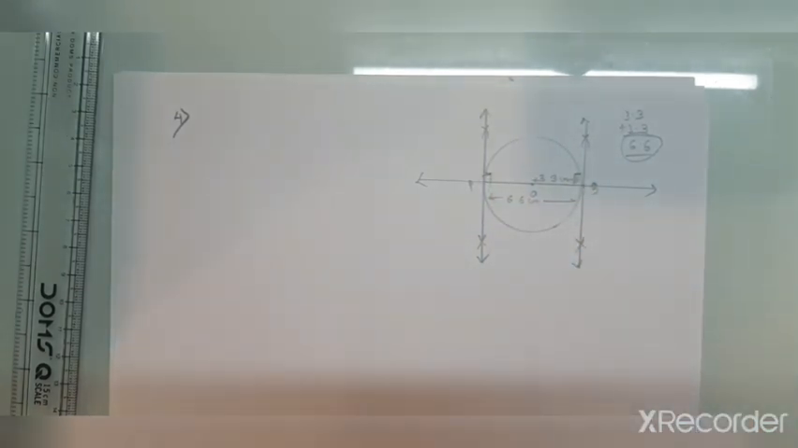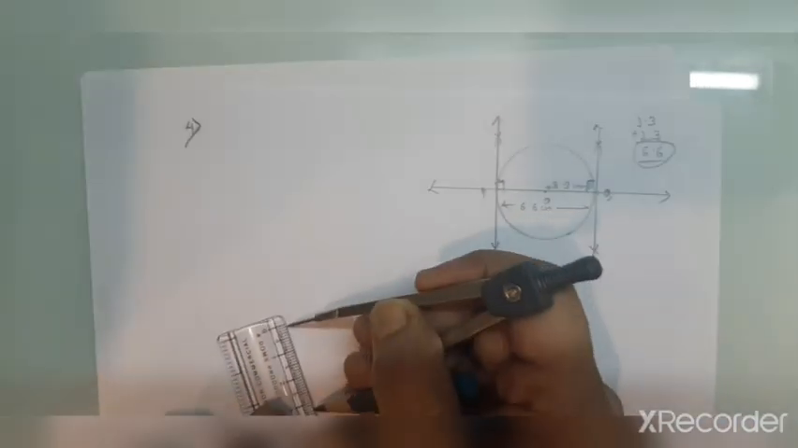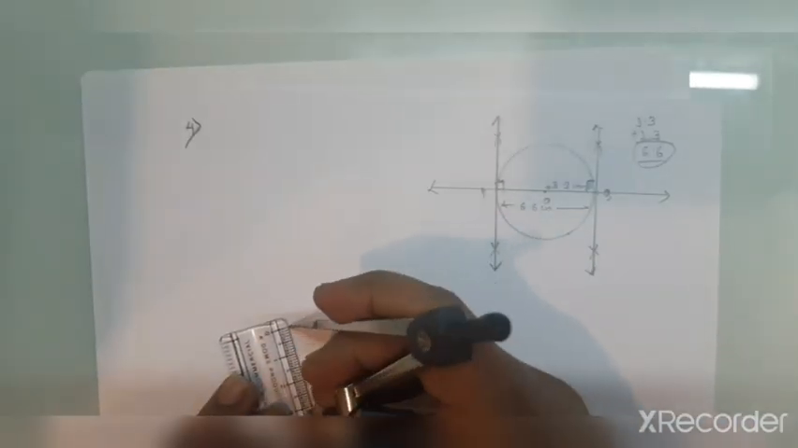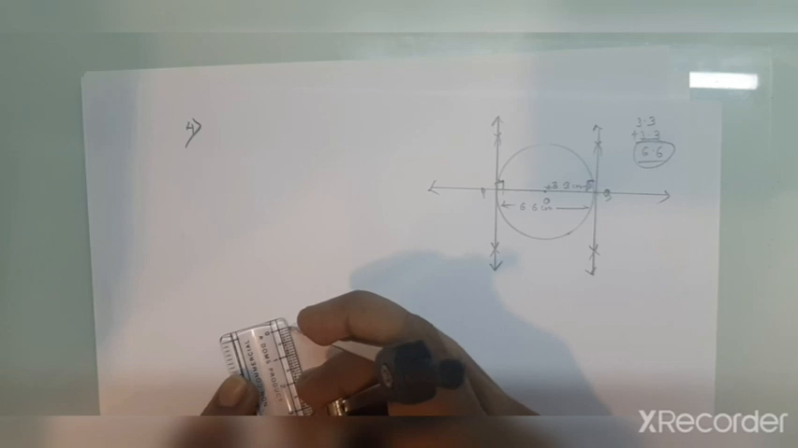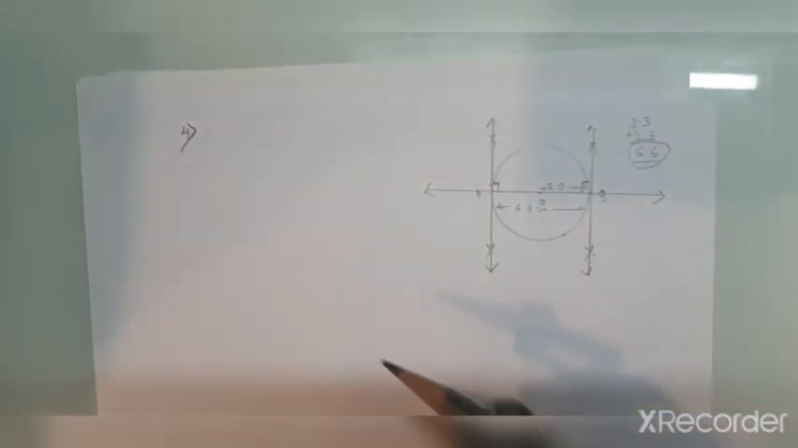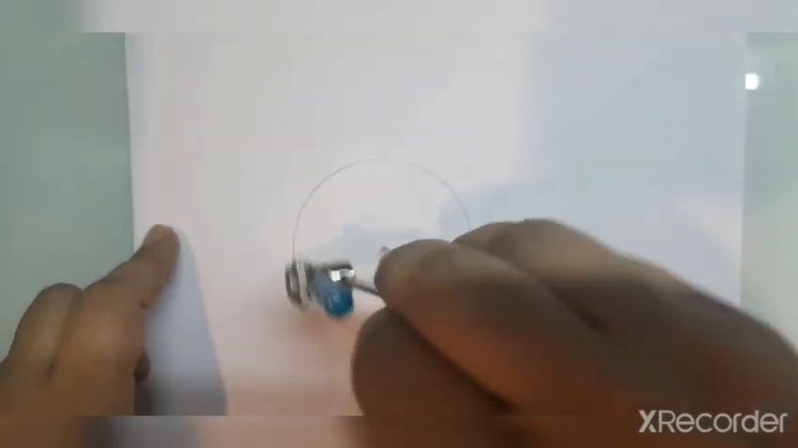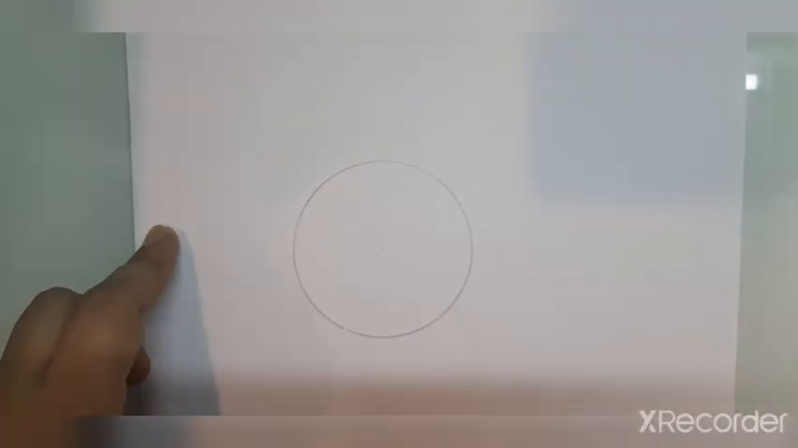So let's begin. We first take the compass. We adjust our compass to 3.3 because we have to draw the circle. So let me do that first. So I have adjusted my compass to 3.3. Okay. And now I'm going to draw the circle. Here. Okay.